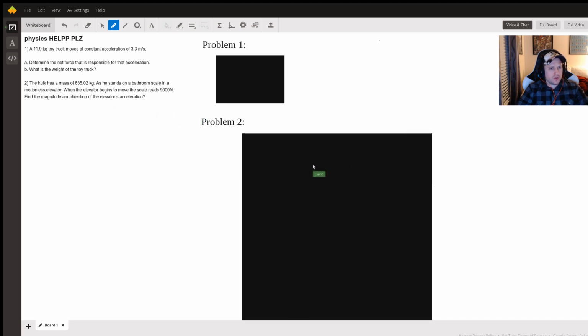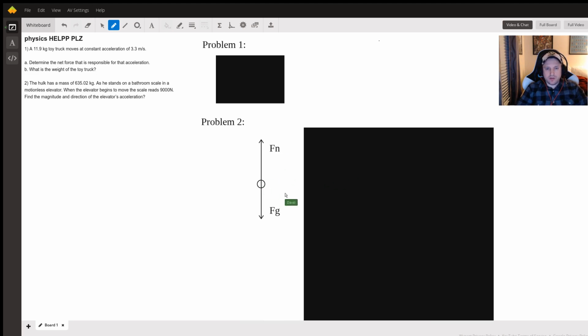All right, so the direction of the elevator's acceleration is the part we want to tackle first. So I drew a little illustration here showing the two forces that the Hulk is experiencing. First, he's got his weight. He's standing on the scale. And he has weight because he has mass.